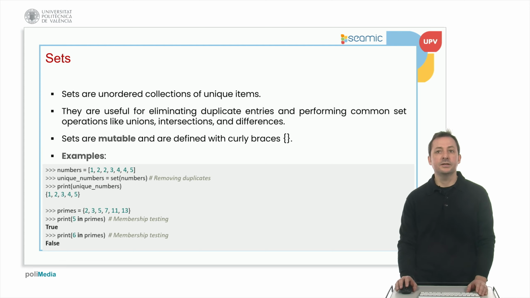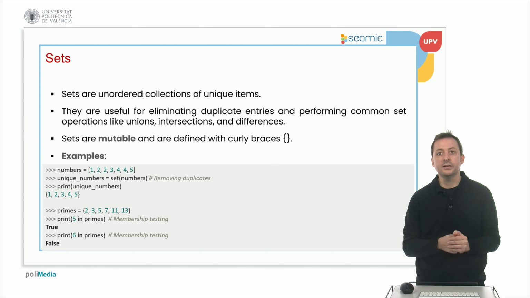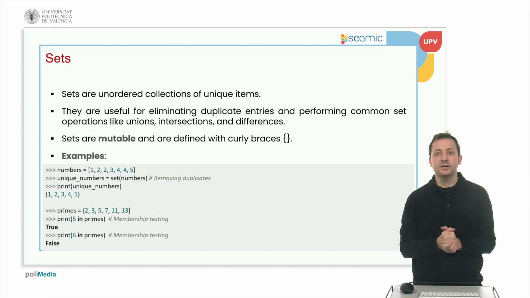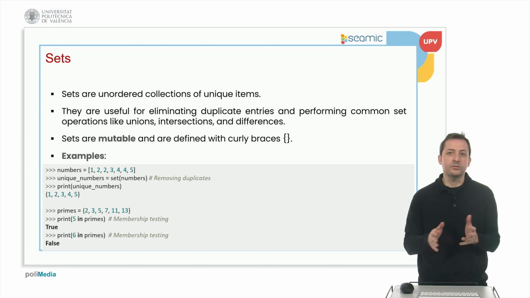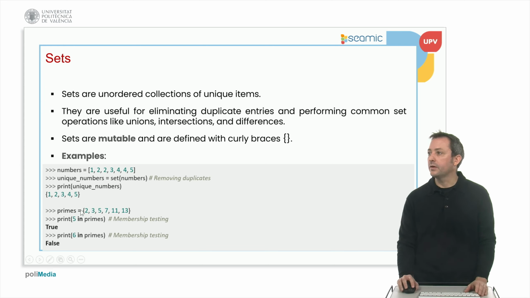But in contrast to dictionaries, here elements are not represented by a key. So elements are just a set of items that have no order and may be used to put together some elements in which we don't care about the order, but we want to check whether or not some element is in this set. For example, here we have a set of numbers.